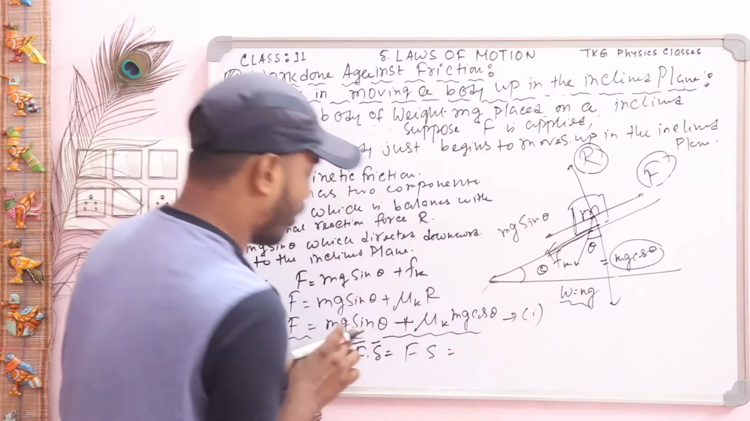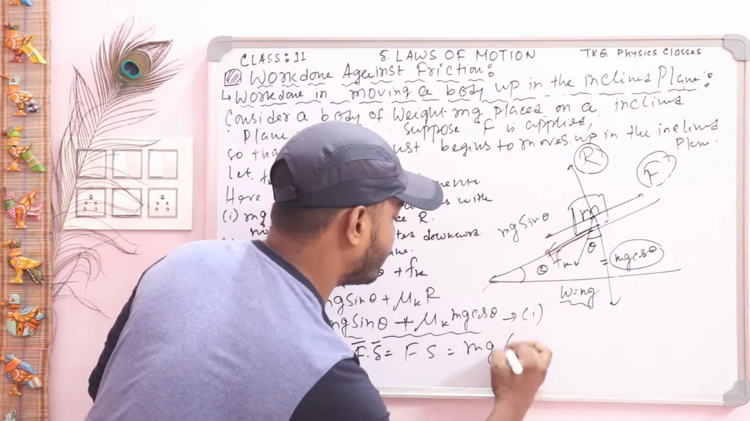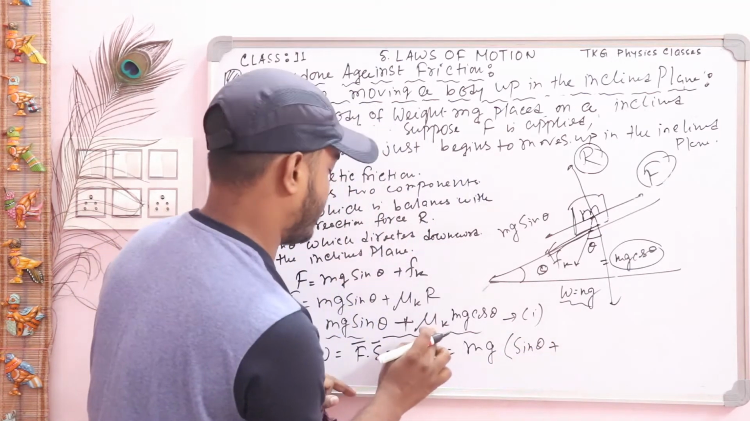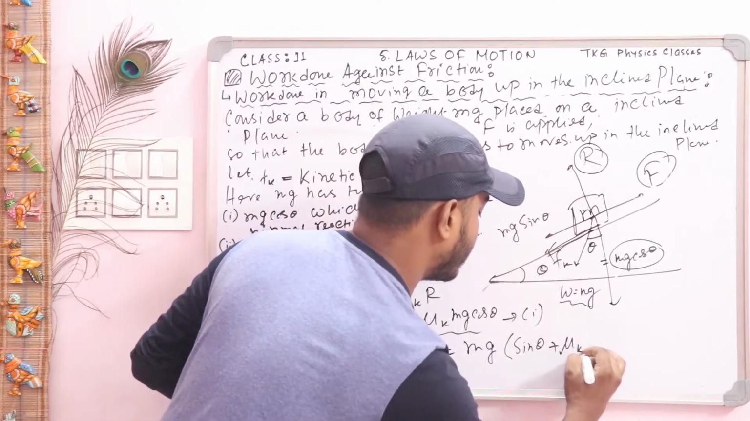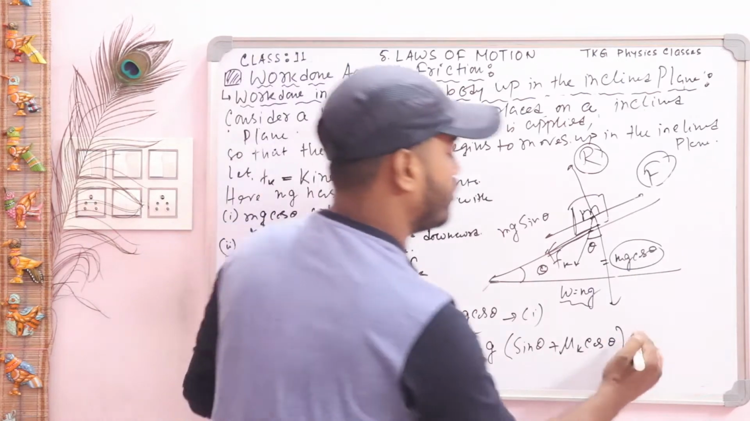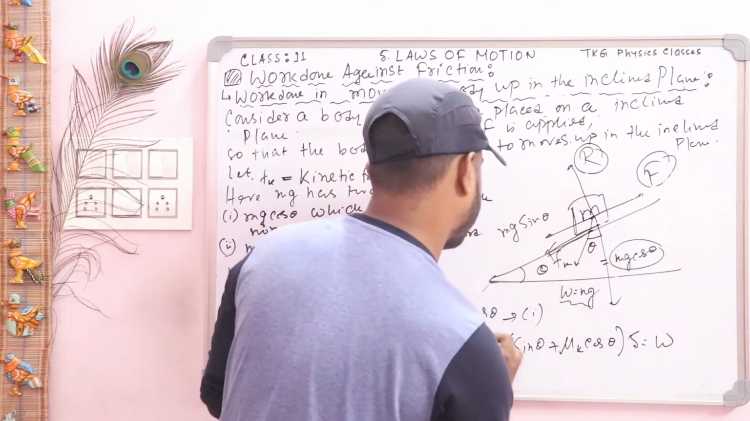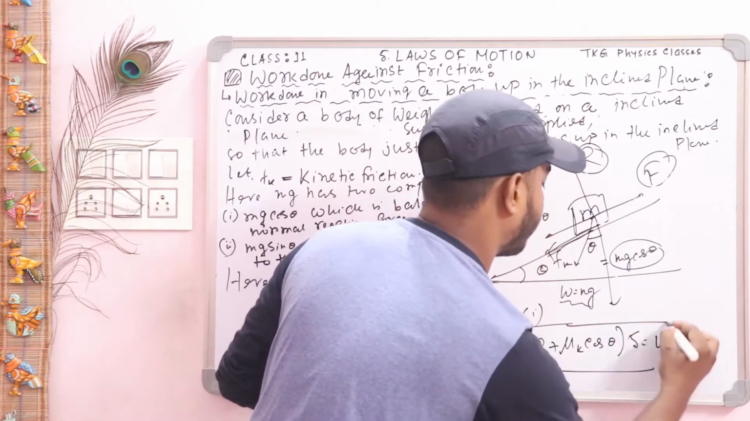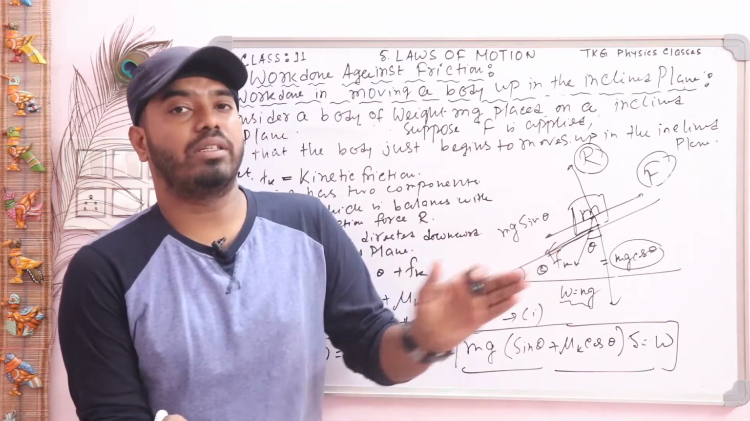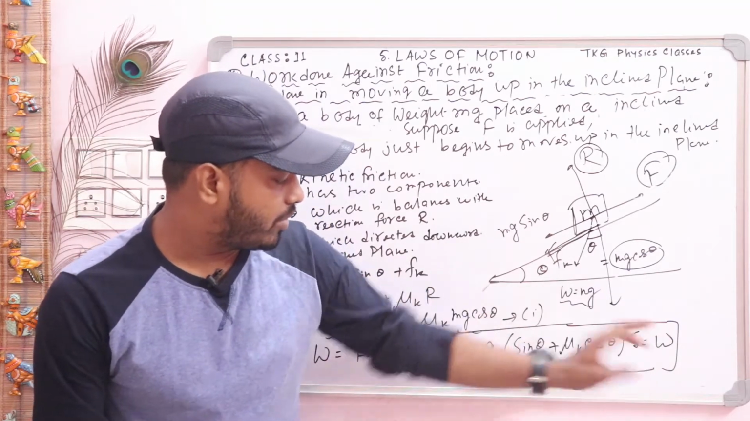You take mg common, so force F is equal to mg into sin theta plus mu k cos theta. This is the value of F, and multiply it with S. So this is the expression of work done, students. This is the expression of work done when the body moves upward on the inclined plane. See, W equals mg (sin theta plus mu k cos theta) S.